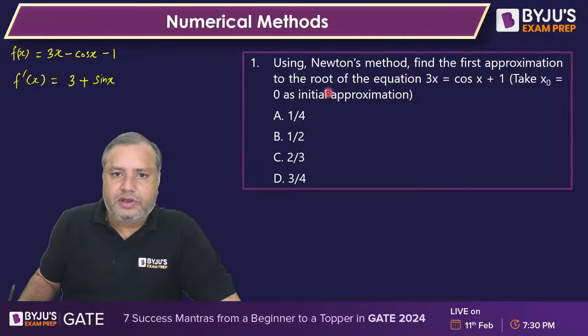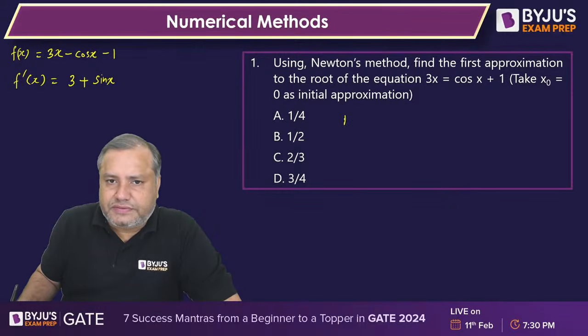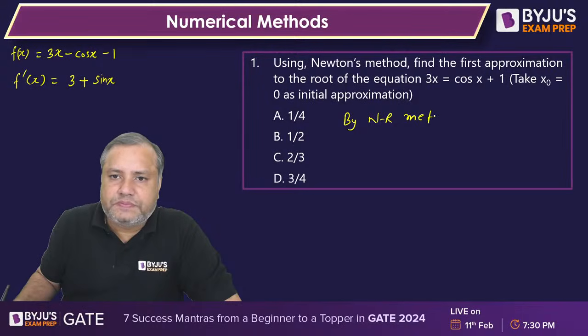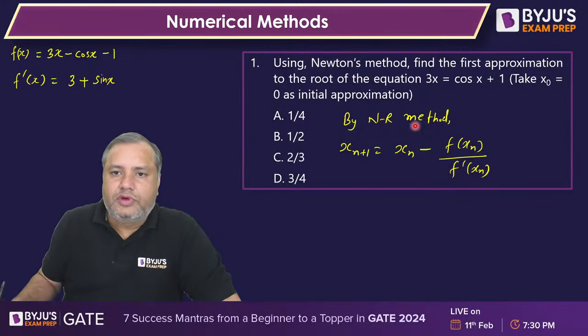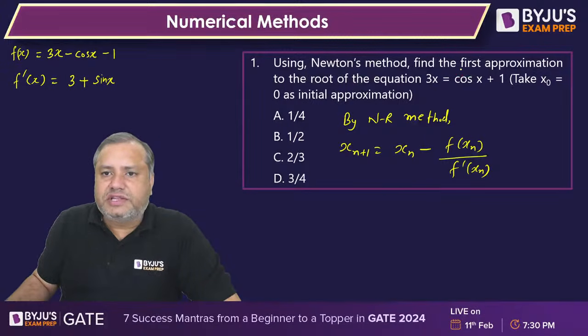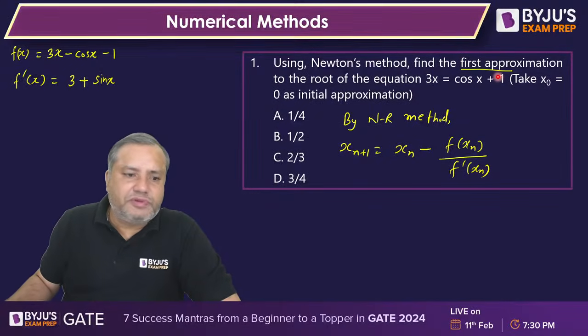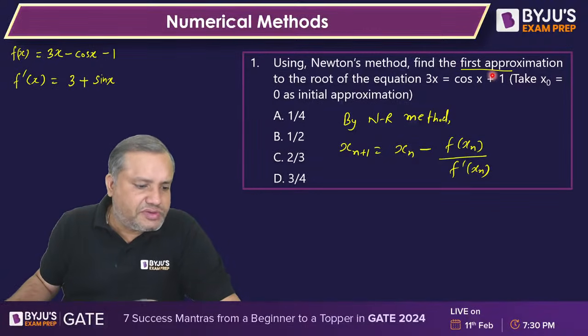Now what we need, we have to apply the Newton-Raphson method. By the Newton-Raphson method, friends, x n plus 1 will be x n minus f of x n upon f dash x n. Now, what we need? We need the result in the first approximation. So what we need to do?